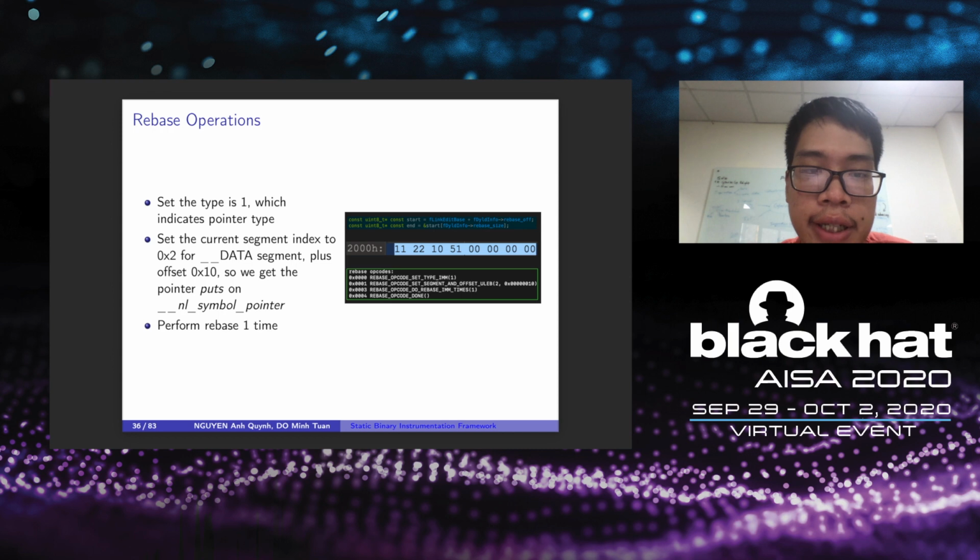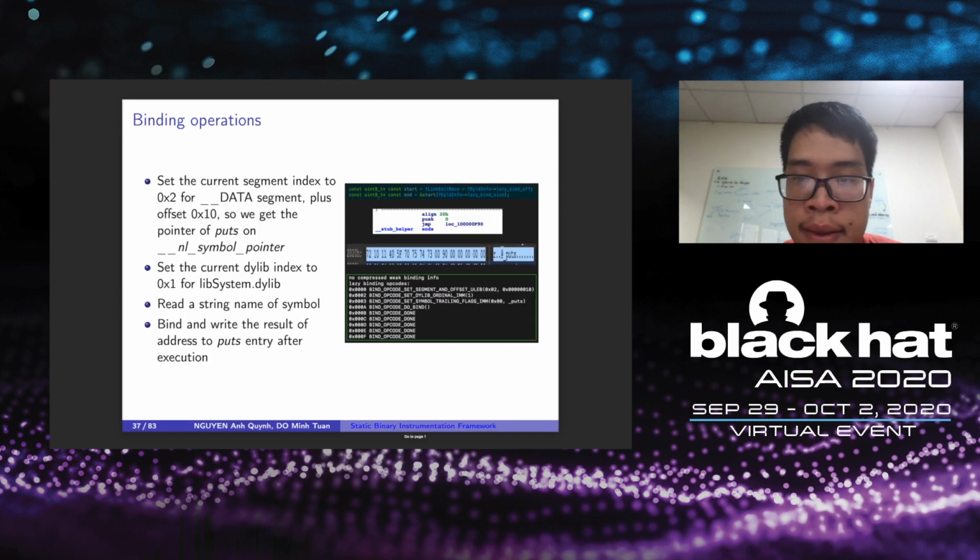For example, this image shows how a sequence of rebase opcodes should run. Firstly, it sets the type to 1 as a pointer type. Then it sets the current segment index to the one that has the puts pointer on the non-lazy symbol pointer section. And finally, it performs the rebase one time. It is the same for binding opcodes: it finds the location of puts, sets the index of libsystem, sets the string as the name of the symbol, and then binds and writes the result to the location.